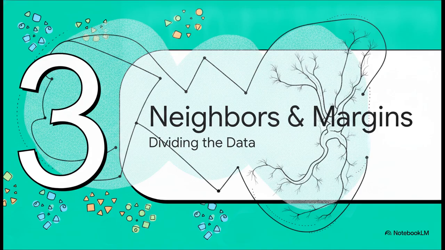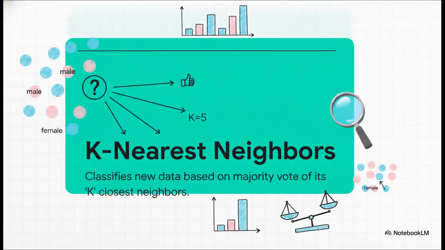Moving on to Section 3, neighbors, margins, and boundaries. Here, we're completely abandoning those simple equations and straight lines for much more complex ways to divide up our data. Our first tool here is k-nearest neighbors, or KNN. What's absolutely fascinating about KNN is that it's fundamentally a lazy algorithm. It doesn't actually try to learn a math equation at all. It literally just memorizes the training dataset.